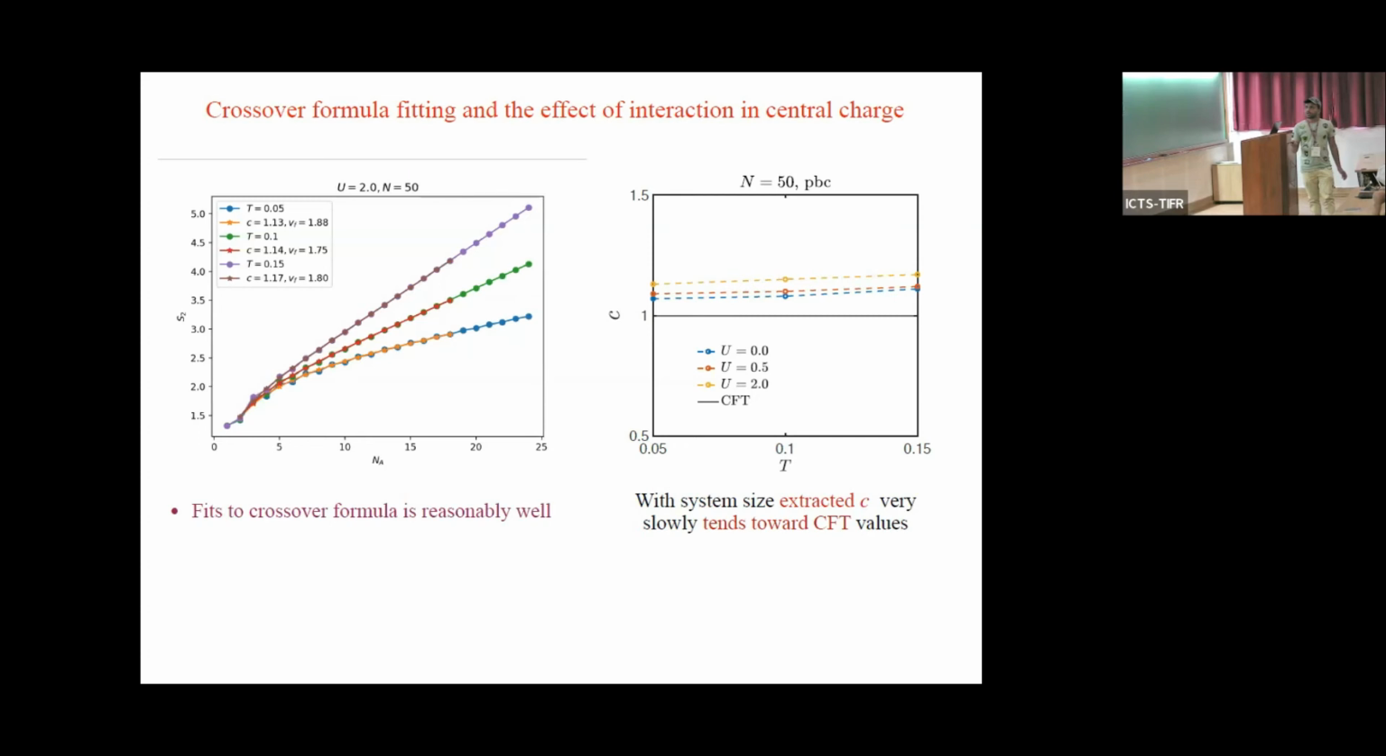This I am showing for system size 50, where you fit that crossover formula, the log of sine hyperbolic function, and the fitting is reasonably good. You extract the central charge C, and I plotted that central charge as a function of temperature, with different plots for different interaction strengths. As you decrease the temperature, the central charge slowly goes towards the CFT value. With system size it is also the same trend, which I have not shown here.